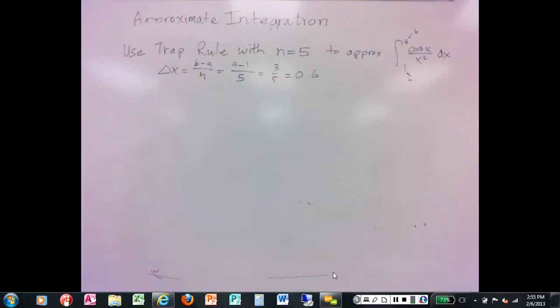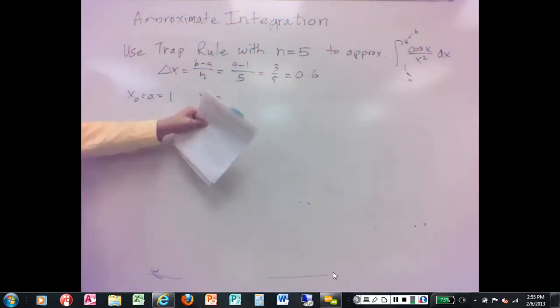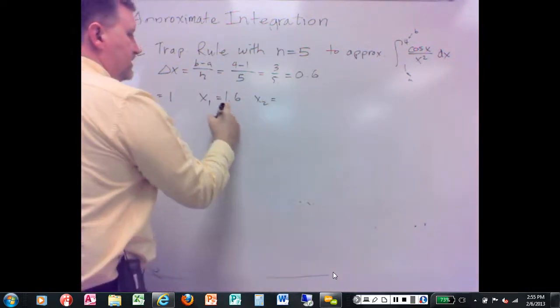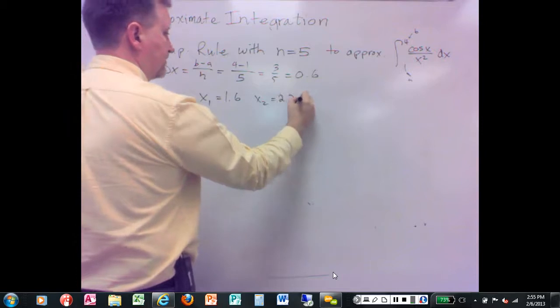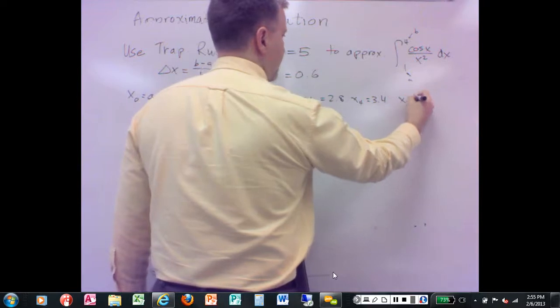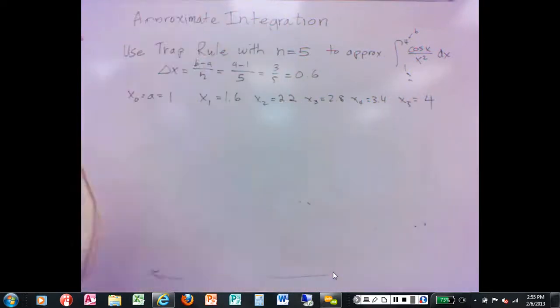I like to go ahead, too, and think about what the x sub n's are. X sub 0, of course, is a, where you start, so that's 1. And then x sub 1, how do I get x sub 1? We just go 0.6 over from that, so it would be 1.6. X sub 2 would be 0.6 plus that, 2.2. X sub 3 is 2.8. X sub 4, 3.4. And x sub 5, the last one, is 4. And so then you have it all, and you don't have to necessarily write those out, but eventually you will.